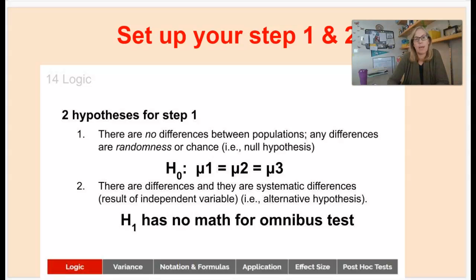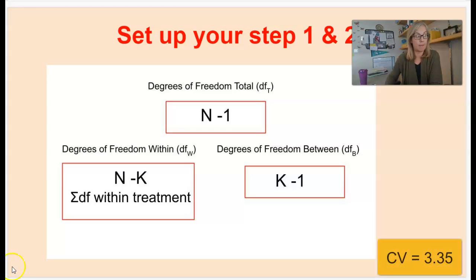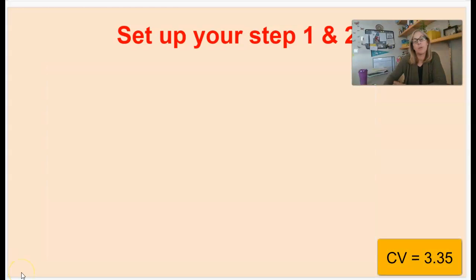And then you're going to go ahead and calculate your degrees of freedom within, which is the numerator for your F table, and the degrees of freedom between, which is the denominator for your F table. And then you're going to find that critical value for an alpha of 0.05. And now we're going to keep moving forward for step 3.